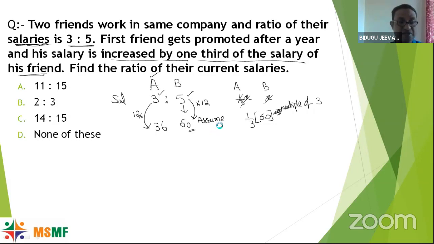Now, see, 1/3 of 60 is nothing but 20. If 1/3 of the salary is increased, that is plus 20. Increased, his salary is 80, his salary is 60. What is the new ratio? Current salaries, right? Current salary is very clear. 4 1s, 4 4s, 4 1s, 4 5s. So your answer is C.